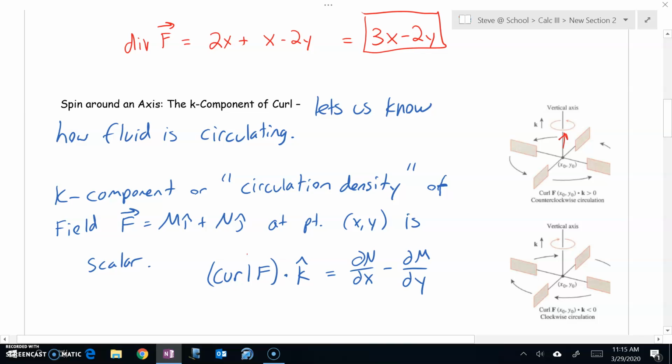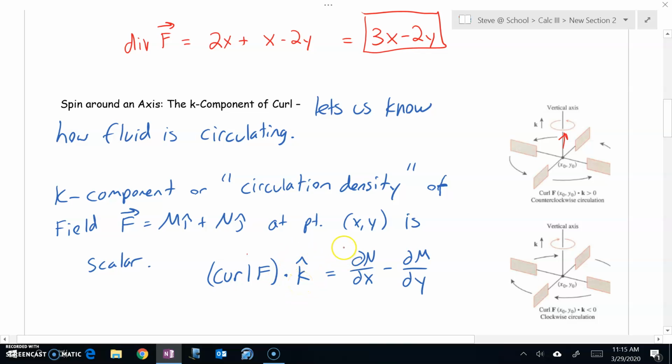It's called circulation density, and it is a scalar. So to calculate this, we did curl before, and we're actually going to do it again with Stokes' theorem. The curl is actually the gradient crossed with the field, and so you get a bunch of different partial derivatives, but we only want the k component of that.